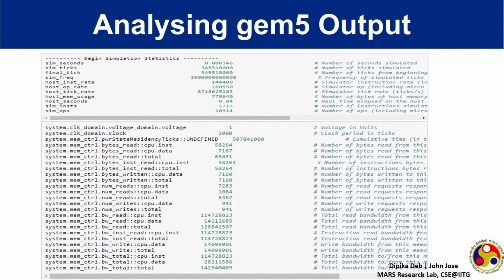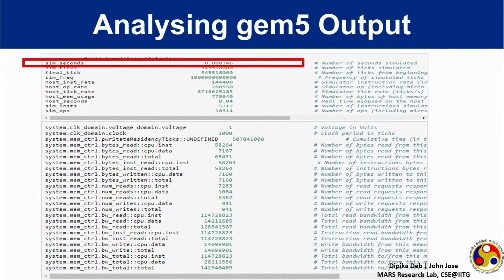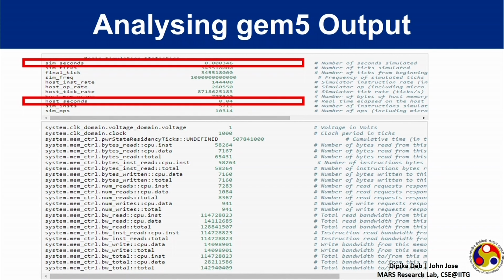The stats.txt file looks somewhat like this. Here you can see that there is sim seconds and something known as host seconds. Sim seconds means for how much time the program hello world ran in the simulated machine, while host seconds means for how much time gem5 took to run on the host machine, that is your machine.